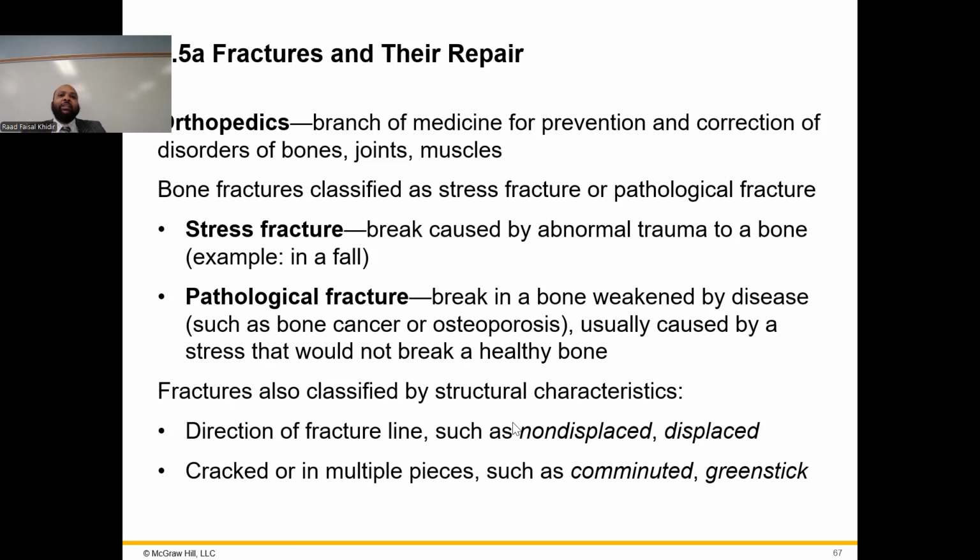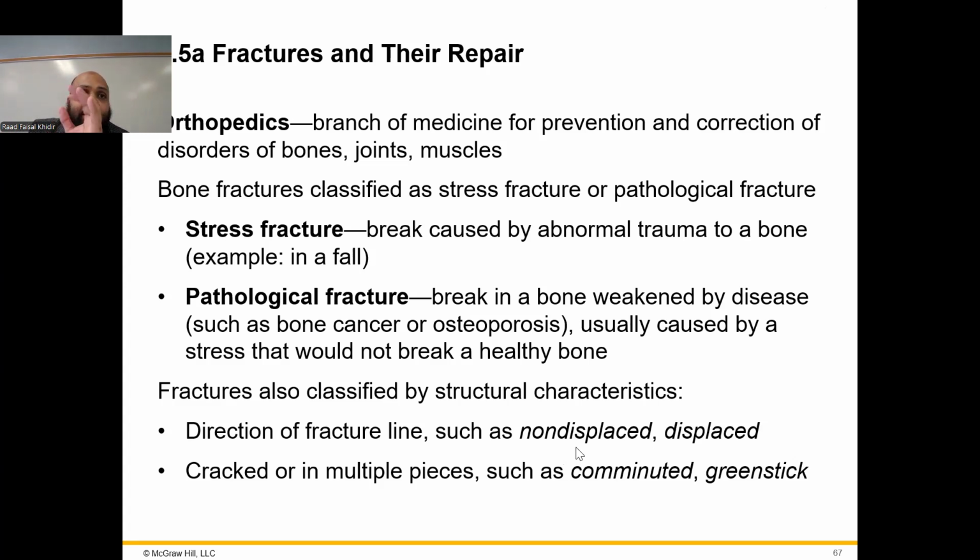So a fracture is a break in the continuity of the bone as one long piece. So you do not have the bone as one long piece. It breaks. So that is a fracture.